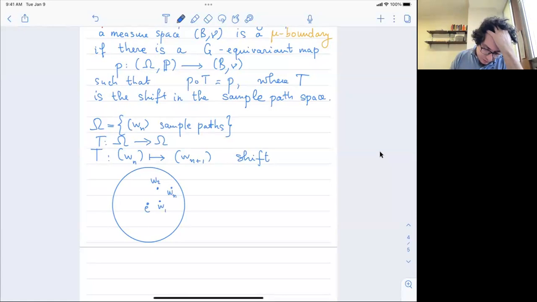And so once we shift, we're just changing the time. Instead of starting from the identity, we start from W1 and so forth. So this is just a shift in the space of the sample paths. It's not the shift in the space of increments. Recall that, in fact, one interesting thing about the shift that we said at some point is that T is not measure preserving.